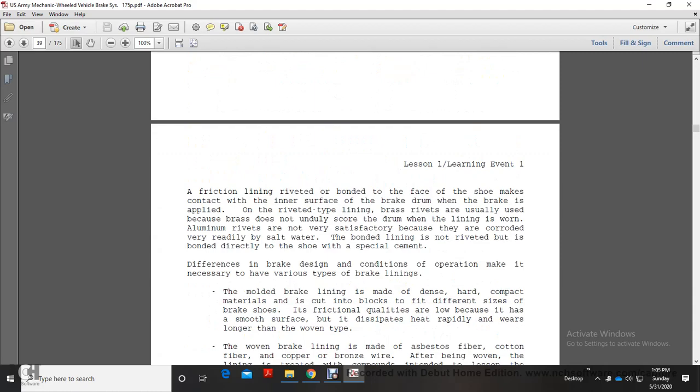A friction lining riveted or bonded to the shoe makes contact with the inner surface of the brake drum. With the rivet type lining, brass rivets are usually used because brass does not unduly score the drum when the lining is worn. Aluminum rivets are not very satisfactory because they corrode very readily in salt water. Bonded lining is not riveted. It is bonded directly to the shoe with a special cement.